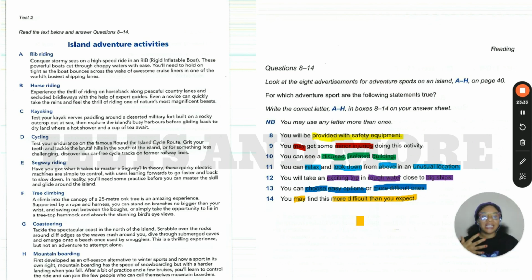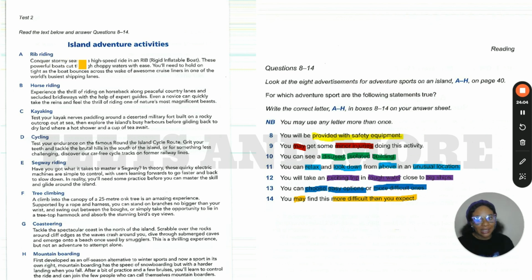I'm not saying memorize all these keywords, okay? That's not what I'm asking you to do, to be honest. But at least you should have it somewhere at the back of your head so that if you read it, you'll know, wait, I saw something like this, and you can then come back and check and confirm, okay? So let's start with paragraph A, which is what? Rib riding.